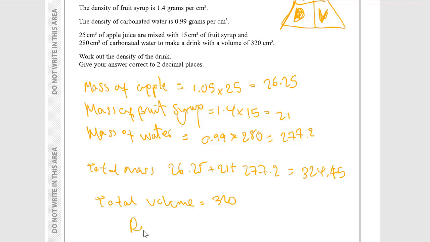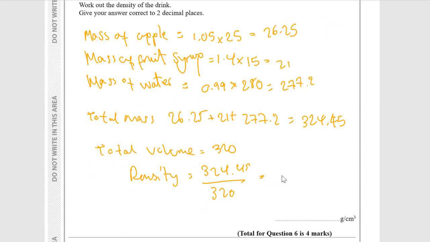So the density is going to be 324.45 over 320. Just from here, the mass divided by the volume, which is going to give us 1.01 grams per centimeters cubed. So 1.01.